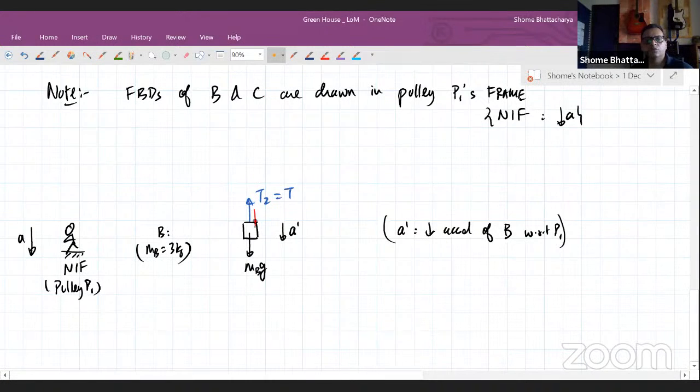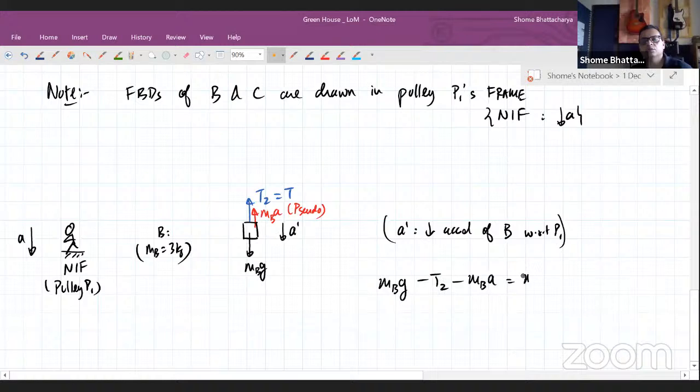Now how will the pseudo force be? It will be upwards because A is downwards. So this will be mass of B into acceleration of the frame. This is our pseudo force which is acting upwards. So what is the equation for this now? The net downward force is weight minus T2 minus pseudo force. That should be equal to mass into acceleration in this frame.